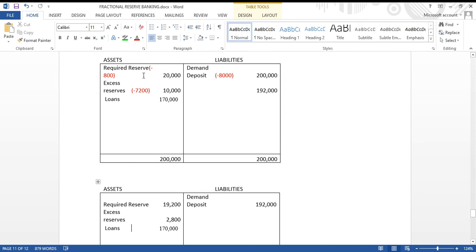Here, what was subtracted? 800 and 7,200. So the same 8,000 you withdraw from the other side is the same one you used on the excess reserve. Yes. It was split up here, the 800 part. Yes, it was split up into 800 and 7,200.